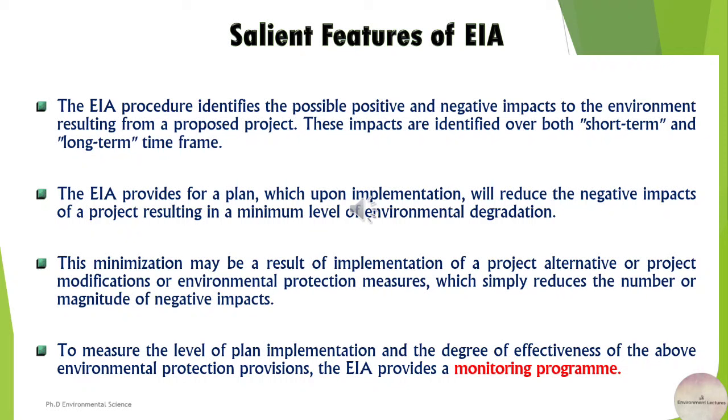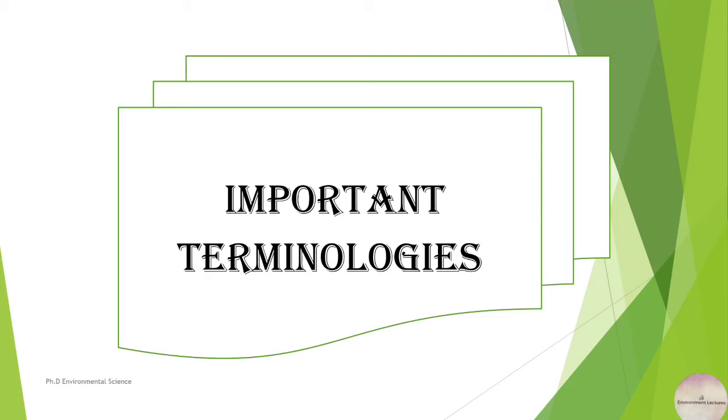environmental protection measures. Now, these steps help reduce the number or severity of negative impacts of the projects on the environment. In order to check how well the plan is working and how effective the environmental protection measures are, the EIA includes a monitoring program. So let's have a look at some of the important terminologies which would be required to understand the entire EIA process.